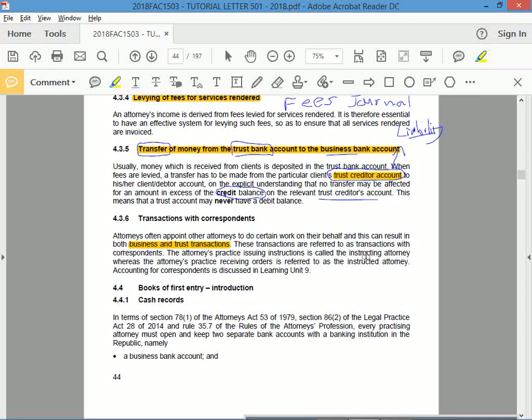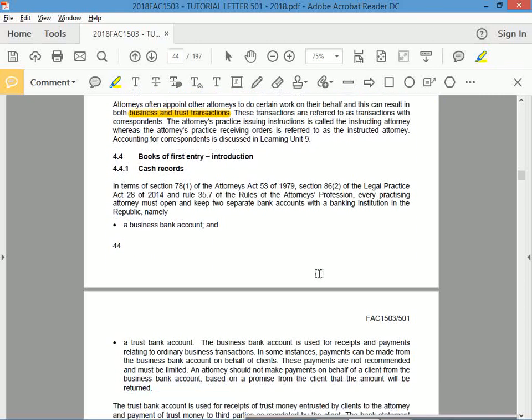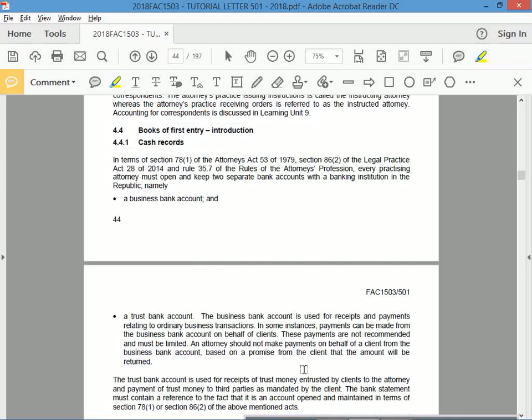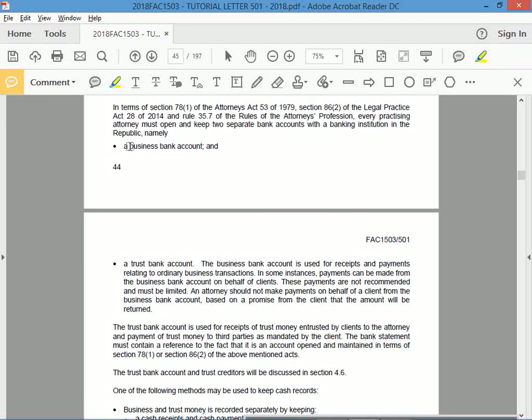All right, there are more examples later on in study unit 9. We need to get there first. Okay. All right, books of first entry, we've already talked about that. This is just a little bit of history that you can look at. This is what I spoke about earlier: trust bank account, business bank account. Important.